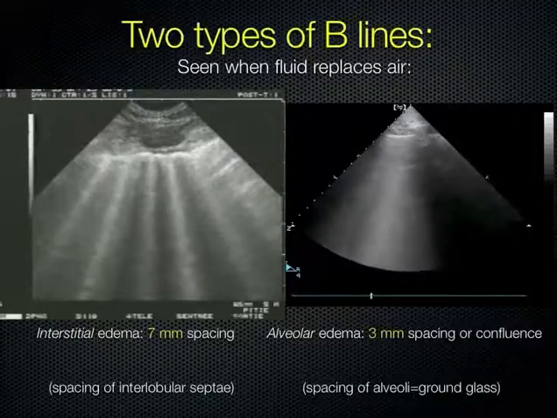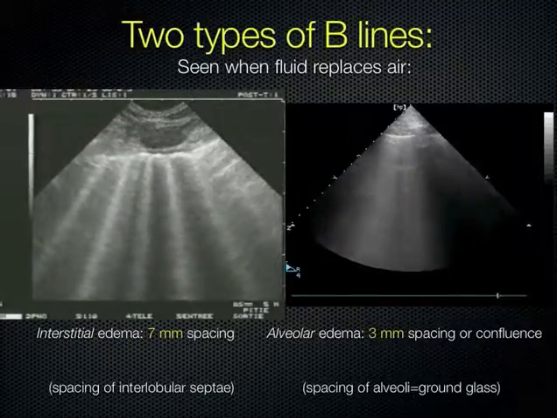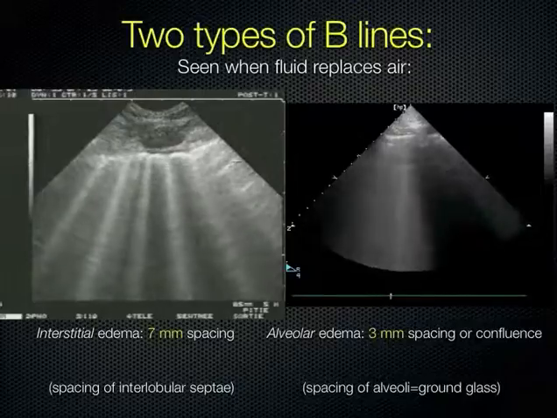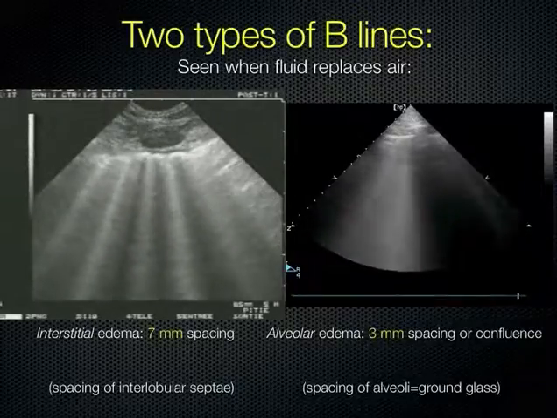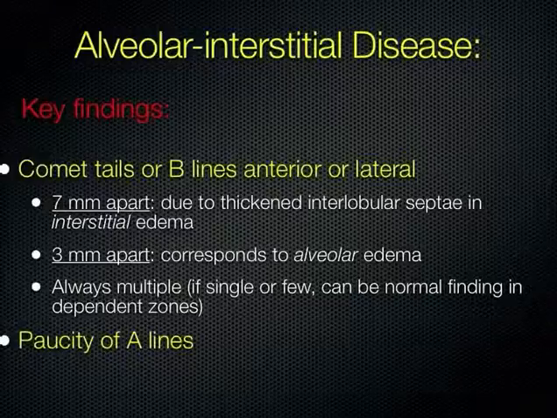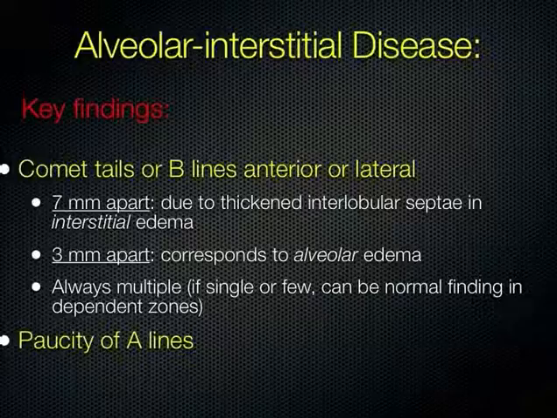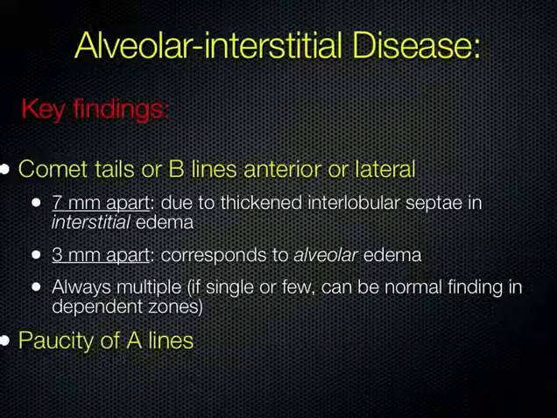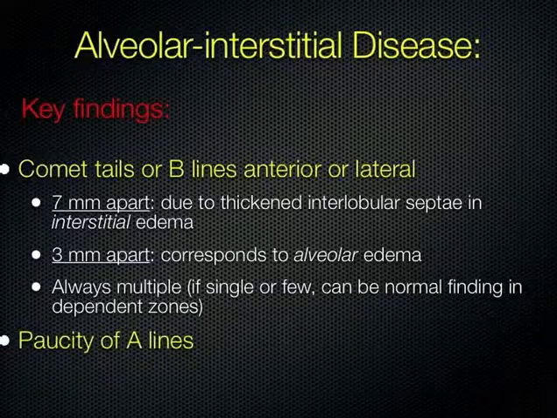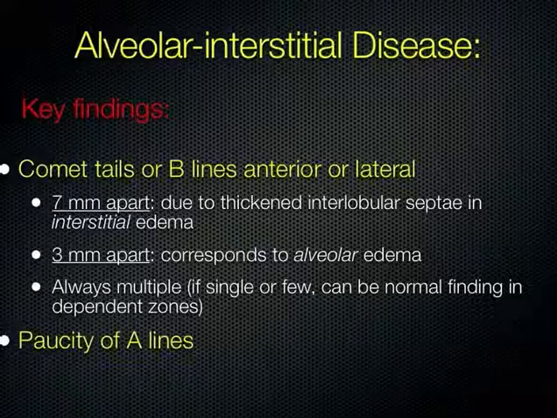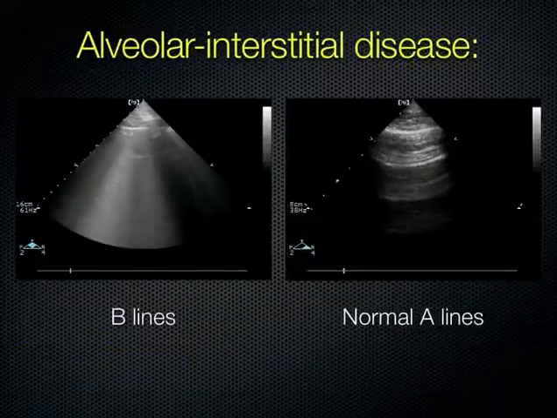All right, so just to review, the key findings when you have pulmonary edema or alveolar interstitial disease, which can be cardiogenic, non-cardiogenic, could be fibrosis. There's many things that can create this, but essentially what it is you don't have air, you have something else in the interstitium of the lung that's replaced the air, so your A lines are gone, and then you have comet tails that go all the way to the edge of the screen. They're multiple and in multiple fields. Just a few more examples. B lines versus A lines, the horizontal versus the vertical. And just some stills of different ways that the B lines can appear.